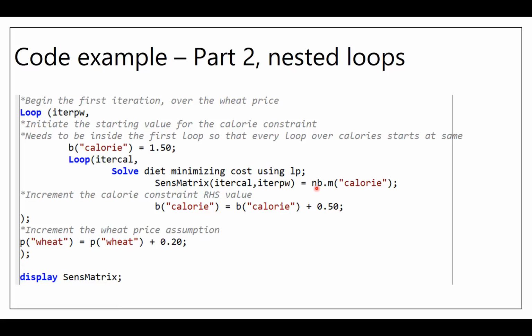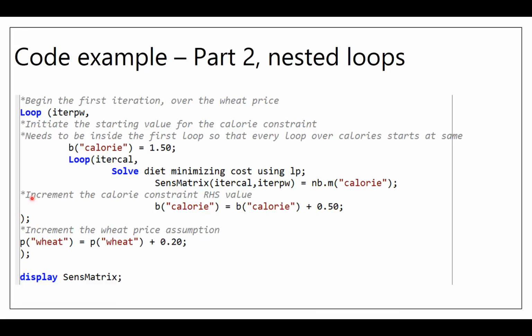So this is how we get it to say NB is an equation, and there's an equation for calories, and it has a marginal value, and that's the shadow price. So NB.M says give me the shadow value for the calorie constraint, write it into the current iteration, write it into the current value, and then proceed to the next statement. And the next statement just says whatever the calorie constraint is right now, add 0.5 to the right hand side. And this is an assignment, right? So B calorie should be the old value of B calorie plus 0.5.